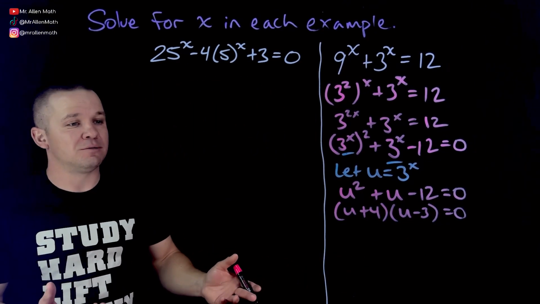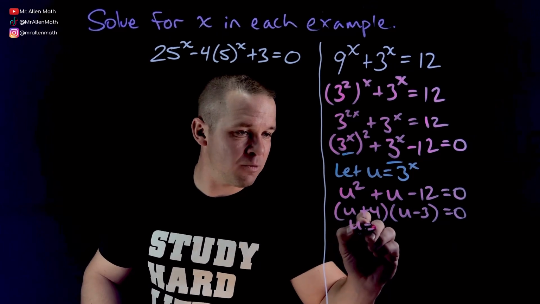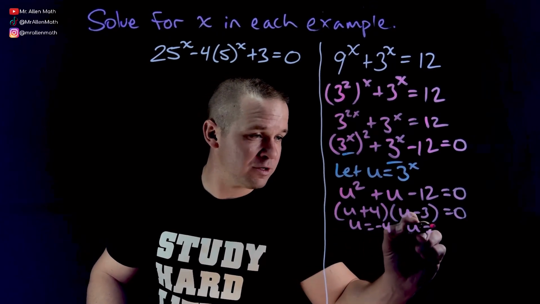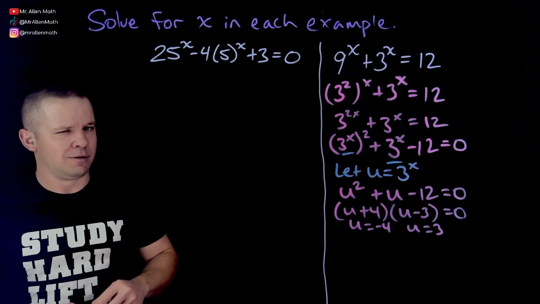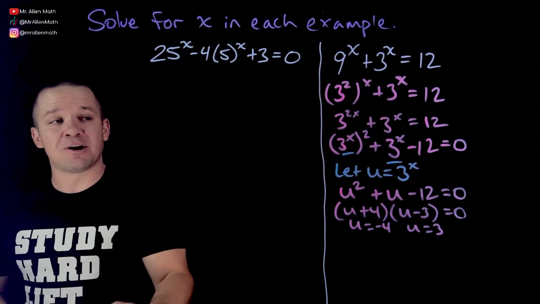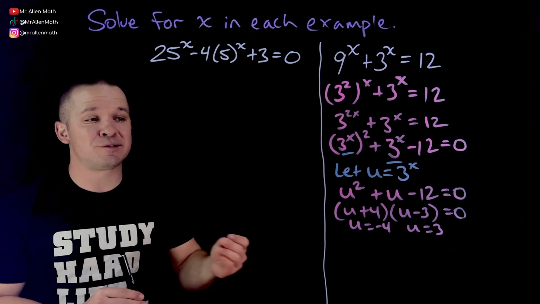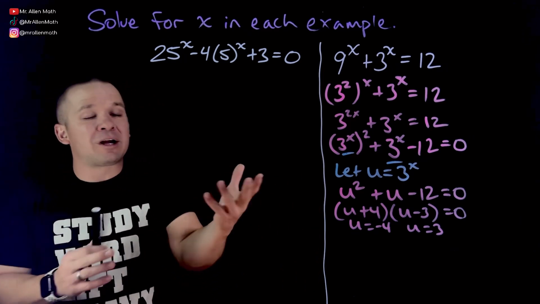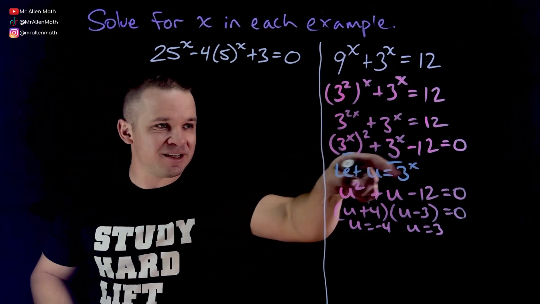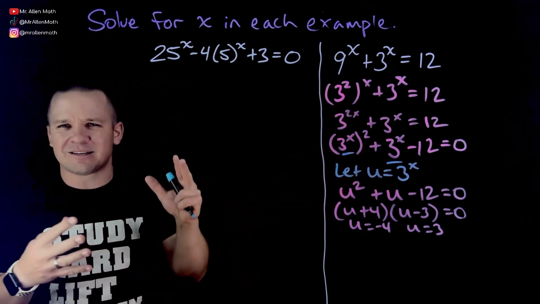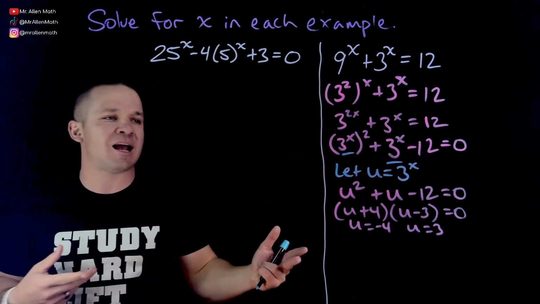and I can solve for u. So I get u equals negative 4 and u equals positive 3. Interesting. Is that what I wanted? No, it's not. I want to solve for x, but I use this U-substitution thing to help me solve this more complex problem. It's really hard to see what I need to do because I've got these exponents, 3 to the x, that's distracting from a quadratic standpoint.